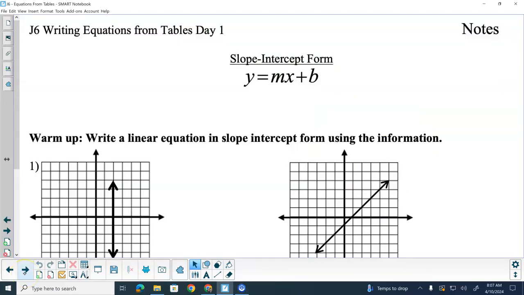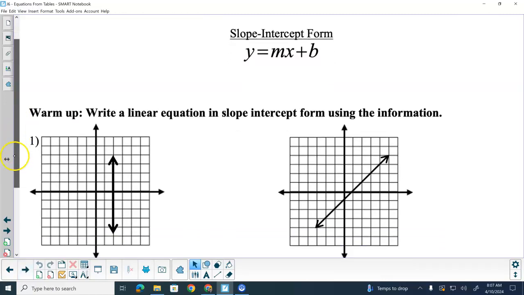So you should have had some time now to do the 4 warm-ups, getting them in y equals mx plus b form.